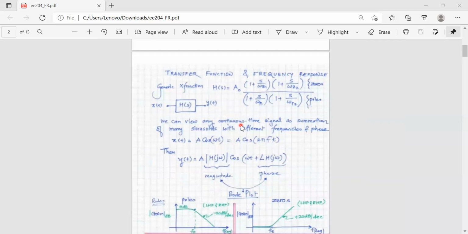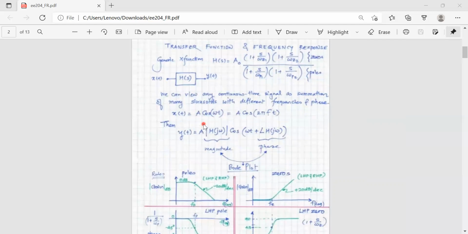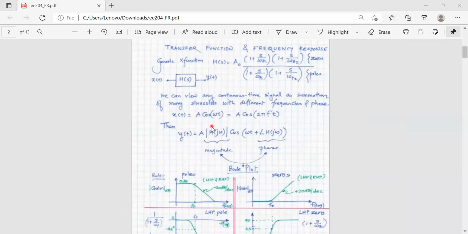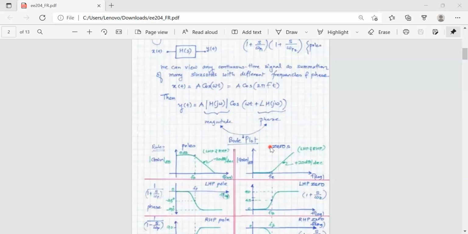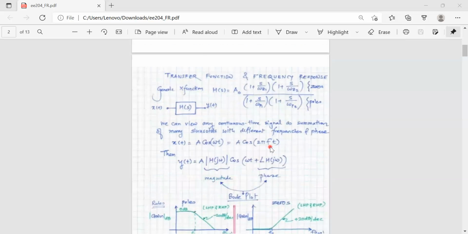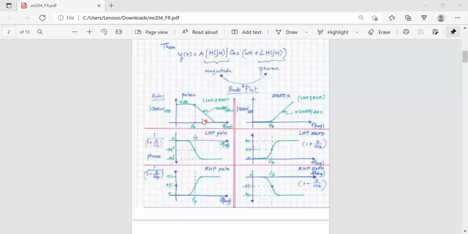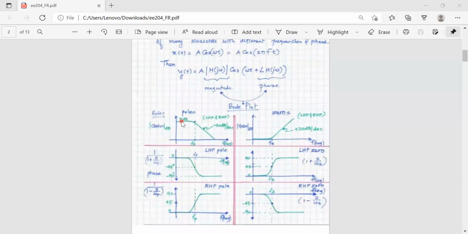Okay, we know that if the input is given like this, the output will be like this, with an increase in the magnitude by a magnitude ratio, and there is an increase in phase also. Okay, how to find this Bode plot? For poles, there is a decrease for one pole. There is a decrease in slope with minus 20 decibel per decade at the pole point.